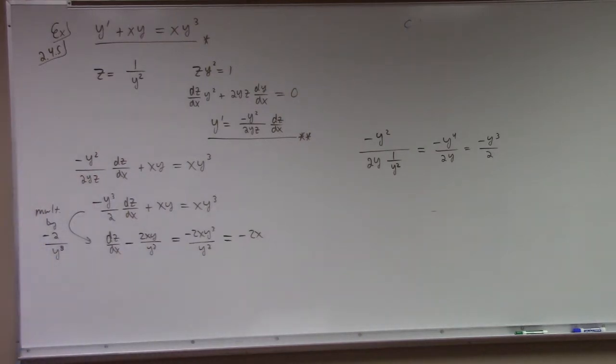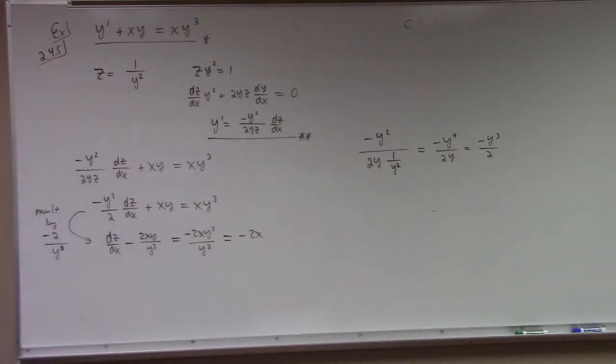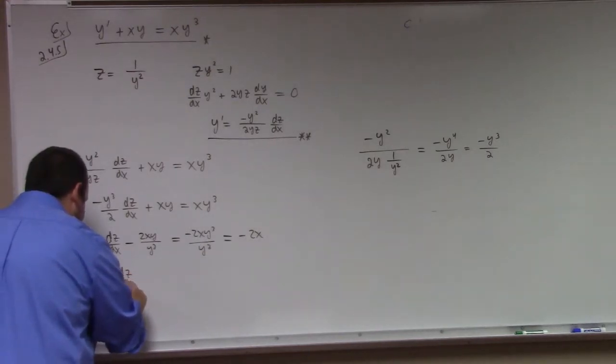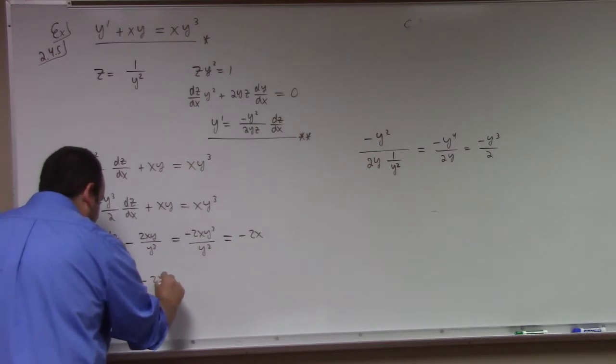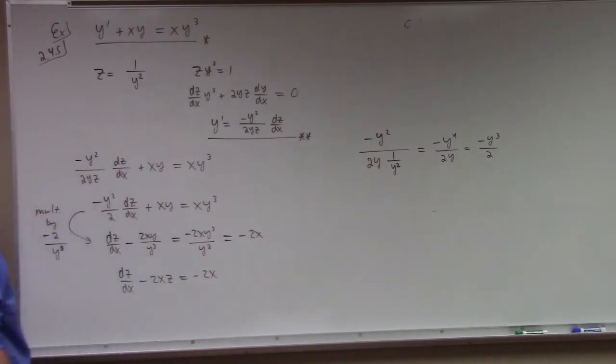And what's this here? The y and the y cubed. We have actually 1 over y squared there, right? So that's nothing more than dz dx minus 2xz equals minus 2x. Well, now we're in business. Now we've got a differential equation just with z and x, and we've gotten rid of the y.